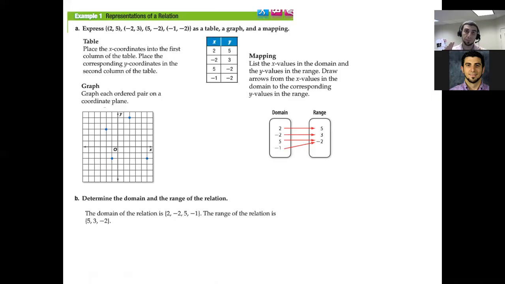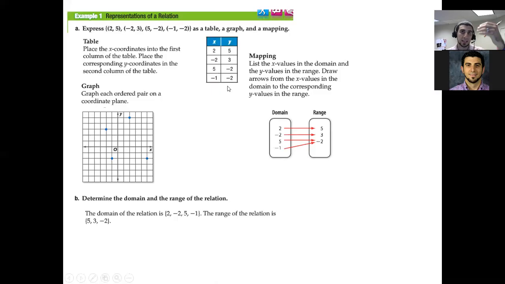So you don't want to get that confused. You want to put all the domain elements in braces and the range elements in braces as well. Now, let me just say this. Notice in the table you had to put -2 two times, as well as in the ordered pairs, because they were mapped with these numbers.